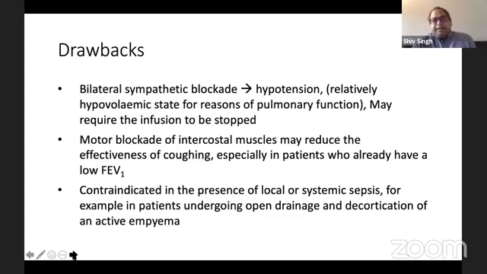Sympathetic blockade is minimal, but it does occur, and it can lead to hypotension, especially in patients who are hypovolemic. This might sometimes require you to stop the epidural infusion or even reduce it further. Some amount of motor blockade of intercostal muscles can occur, but it is not as much. But this can be problematic in patients who have low FEV1. And they're obviously contraindicated in patients who have local or systemic sepsis. For example, if the surgery is for decortication of an active empyema, then you may not be able to use it.